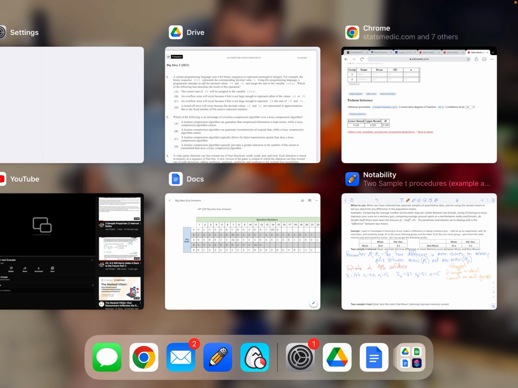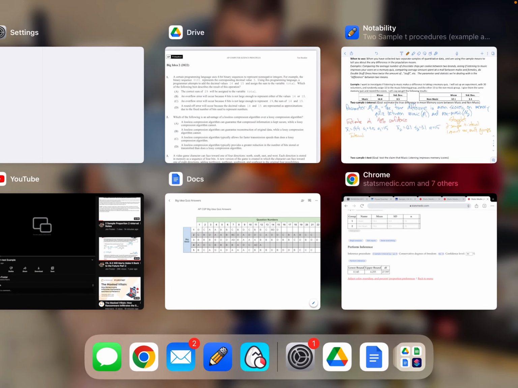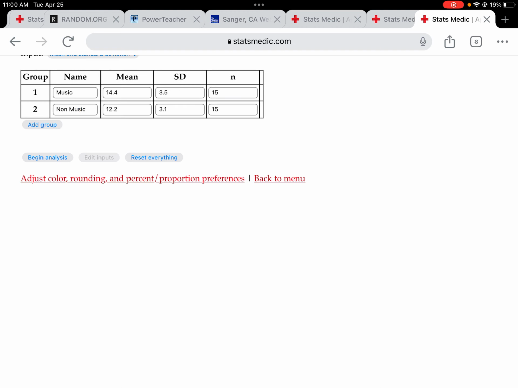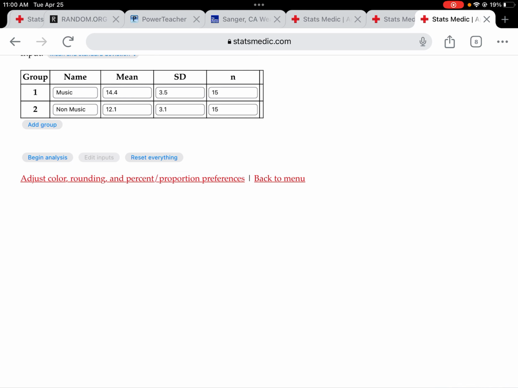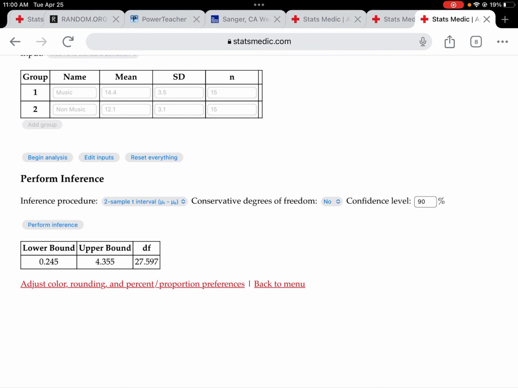So we go ahead and copy that over. Oh, that's why. Sorry, let me edit the inputs here. This should be 12.1. Just confused there for a second. There we go, that looks better.